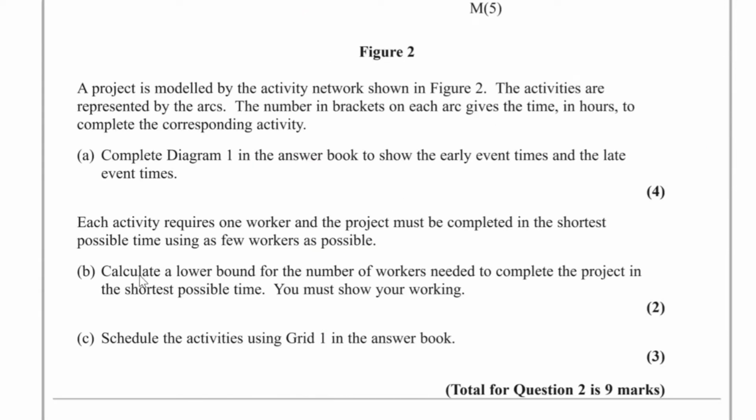For part B of the question, each activity requires one worker and the project must be completed in the shortest possible time, using as few workers as possible. We have to calculate a lower bound for the number of workers needed to complete the project in the shortest possible time. You must show your working.